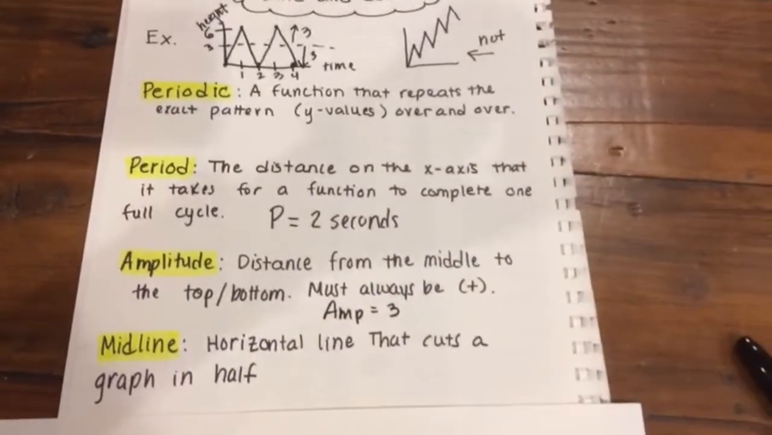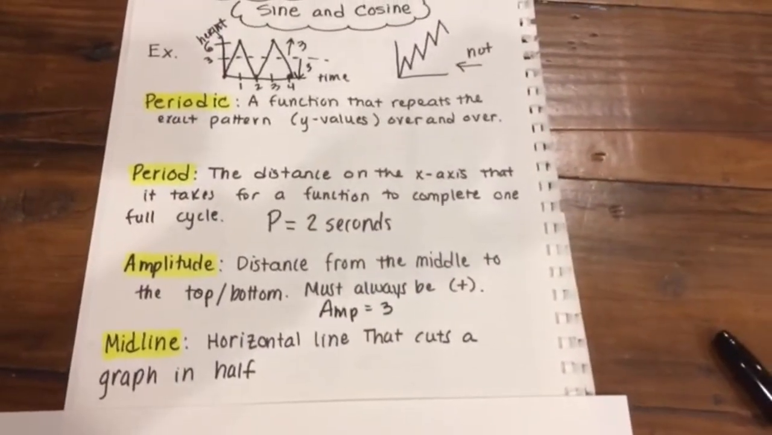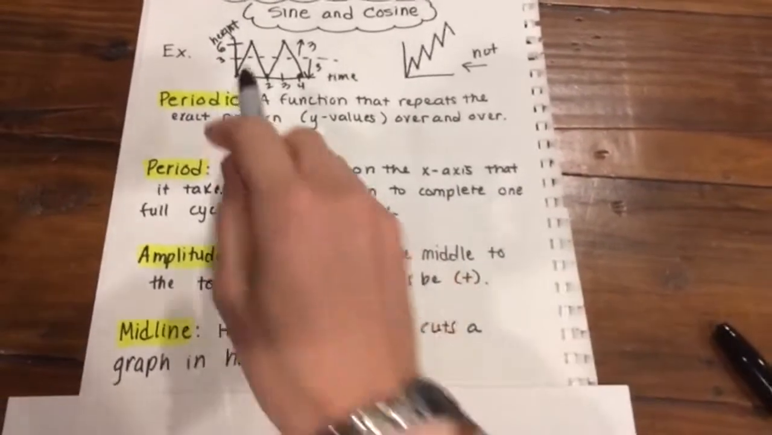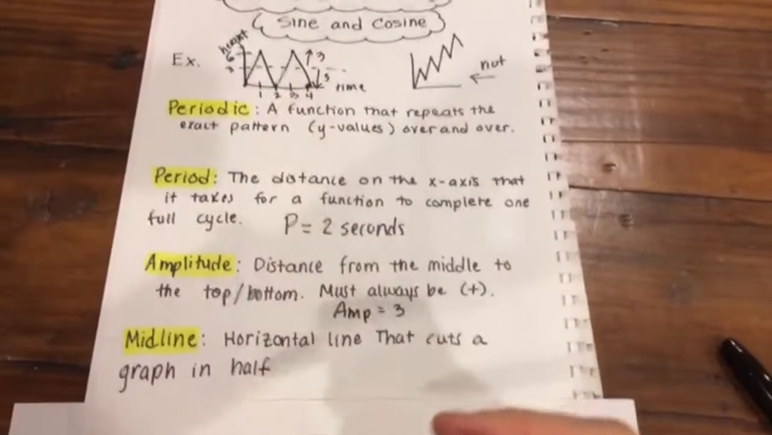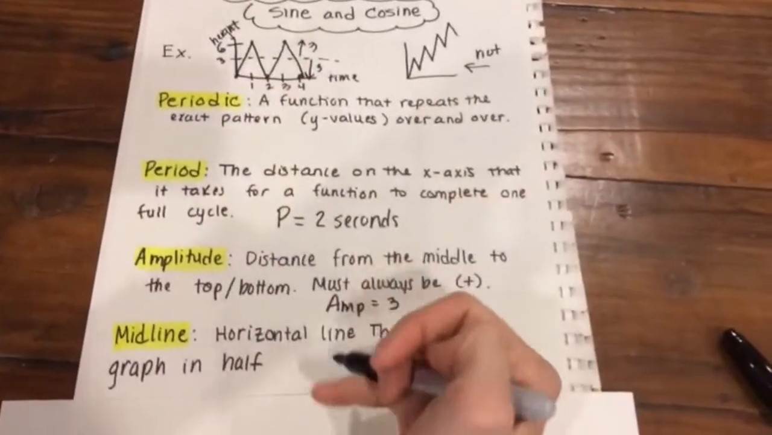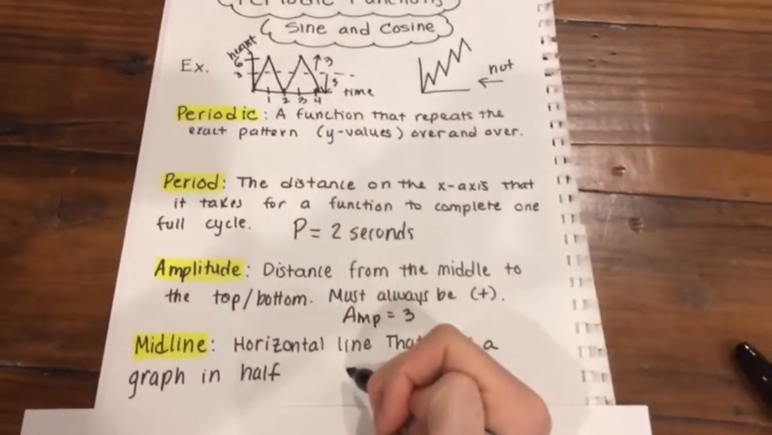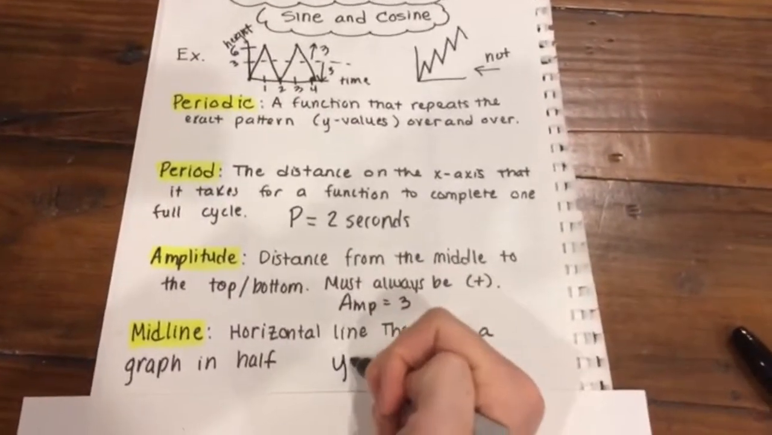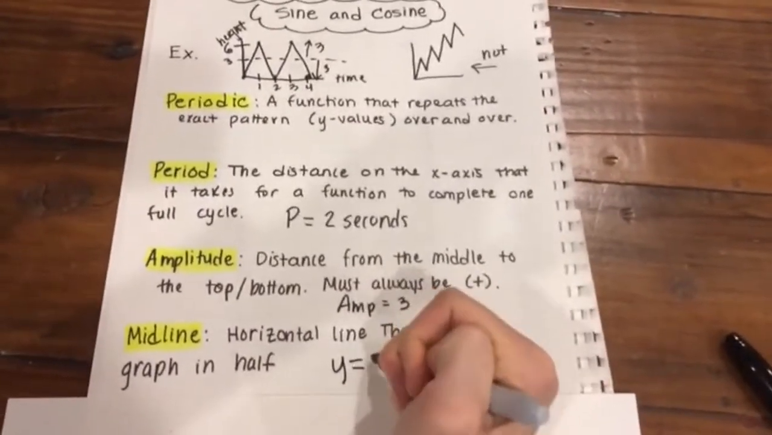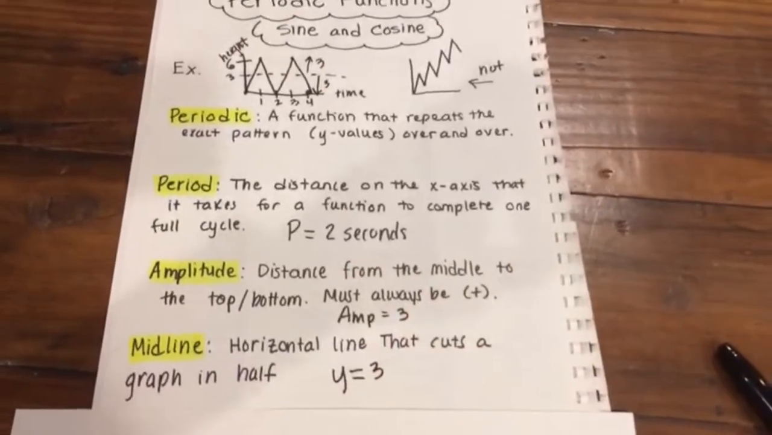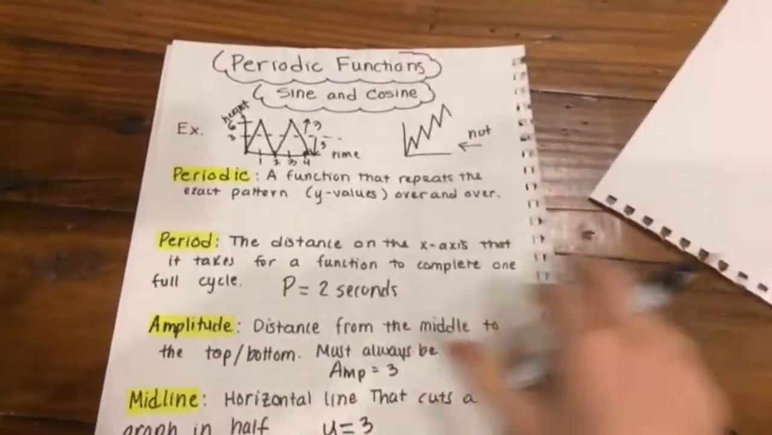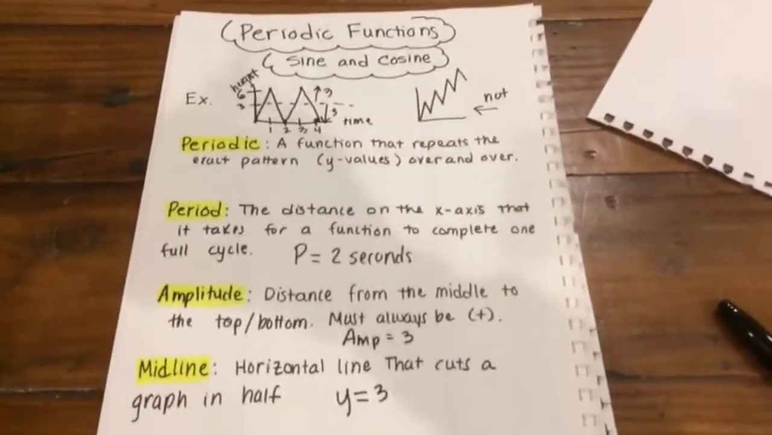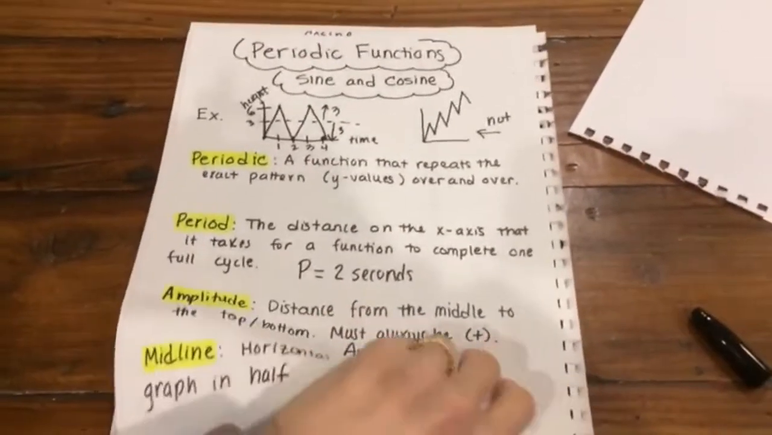And last one, midline. Midline is the horizontal line that cuts a graph in half. So you can see I've already drawn in that line here, and it's at 3, so because it's a horizontal line, what would the equation of that line be? So the equation of the midline would be y equals 3. Now that we've looked at what periodic functions are and some of the vocab, I'm going to give you guys some practice.